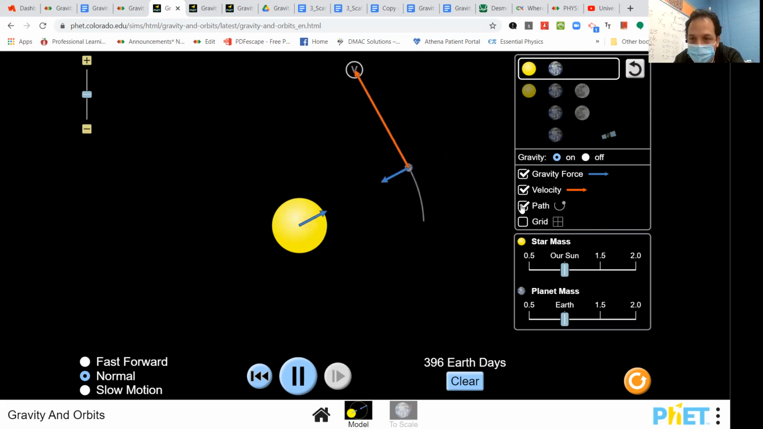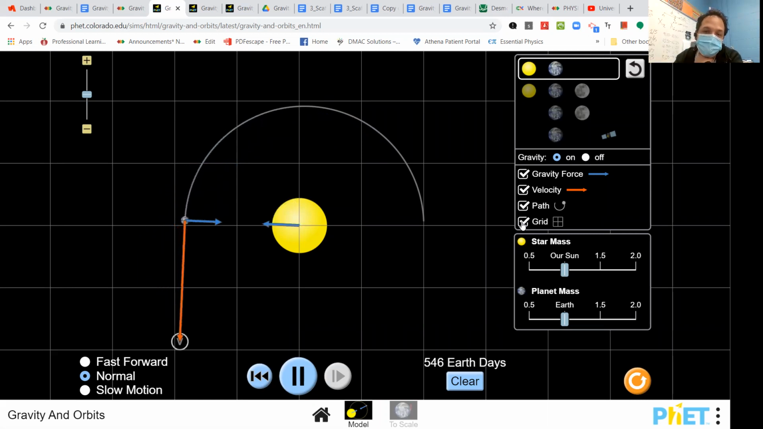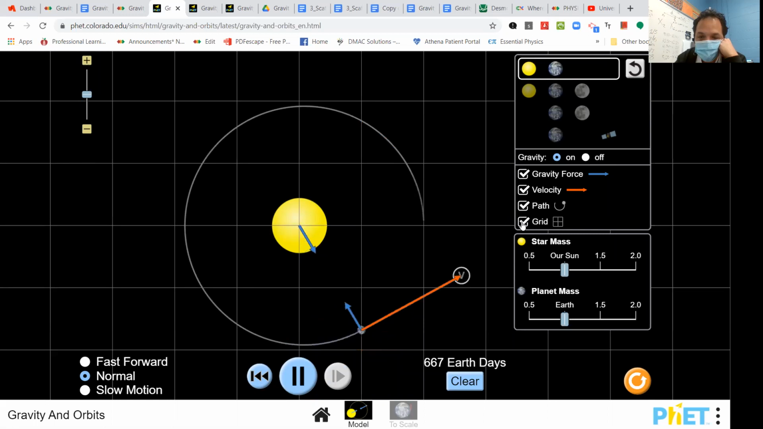Here it's tracing a nice path. And you can put a grid on. So every rotation around the sun is 1 year, 365 days. Yes. So what else can we do?